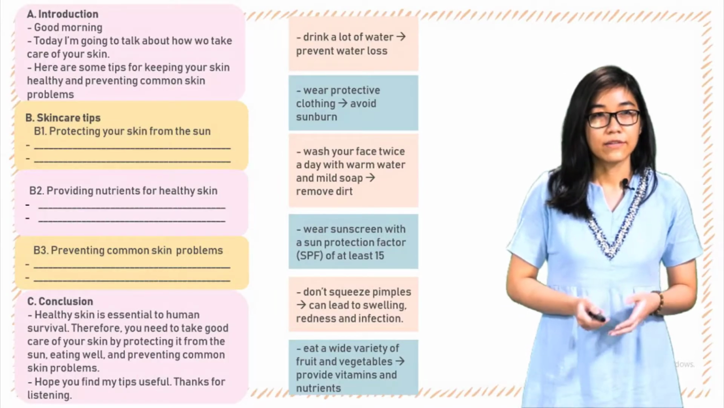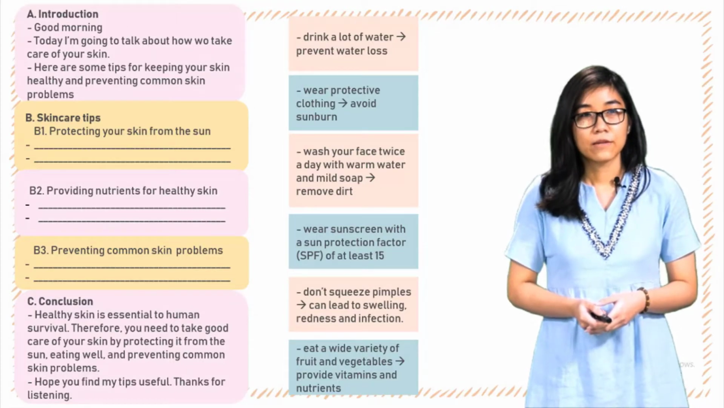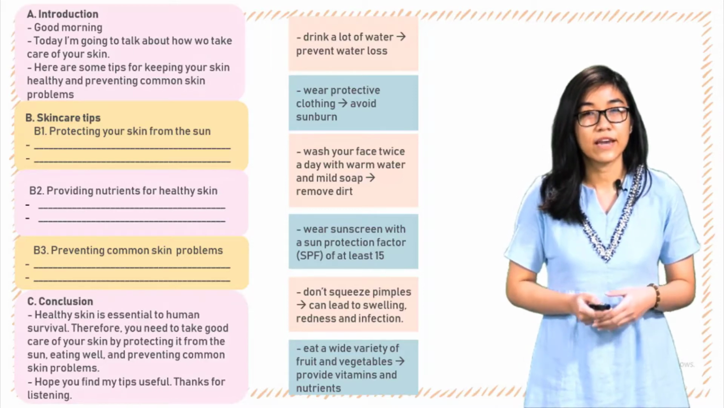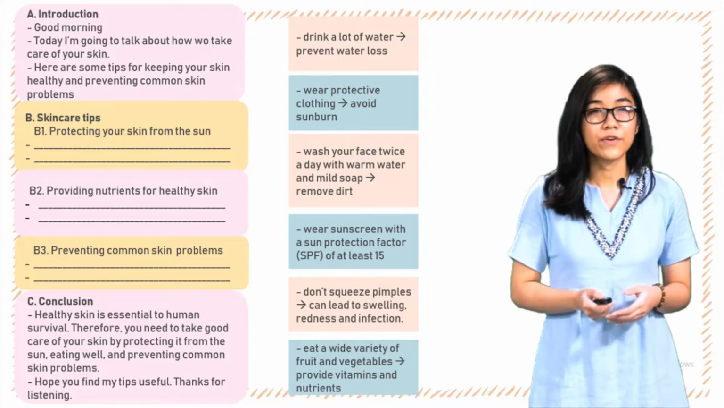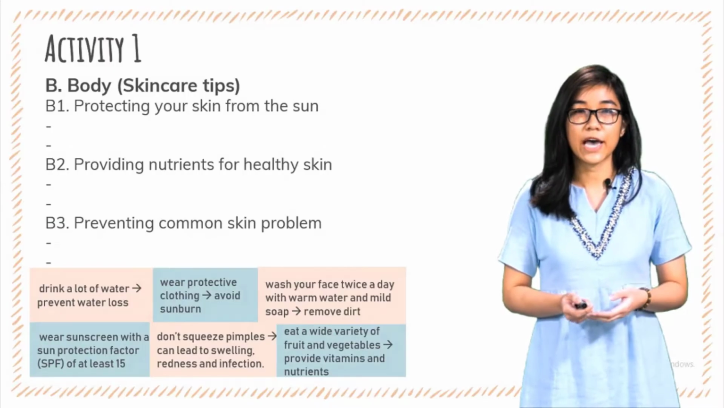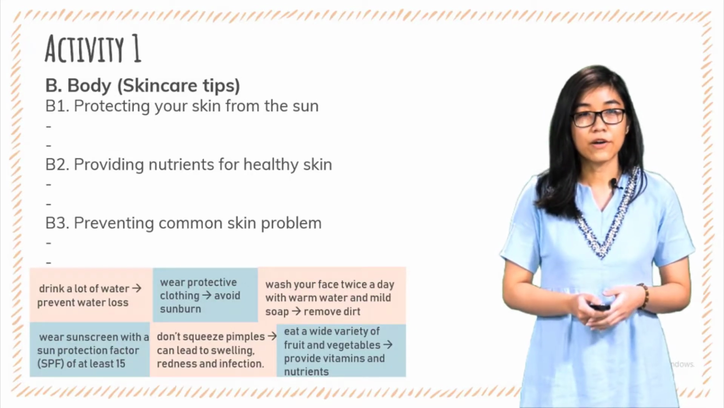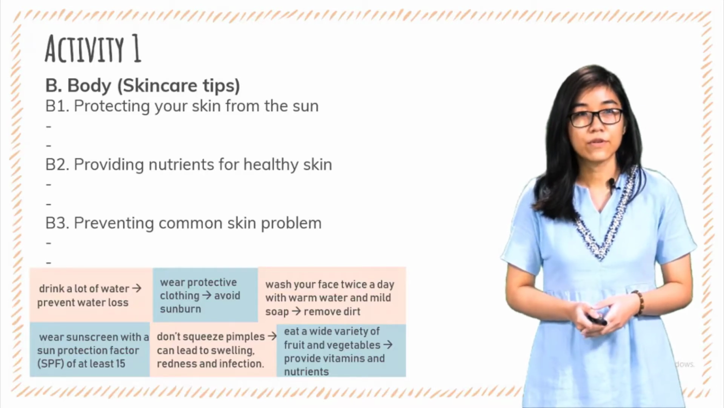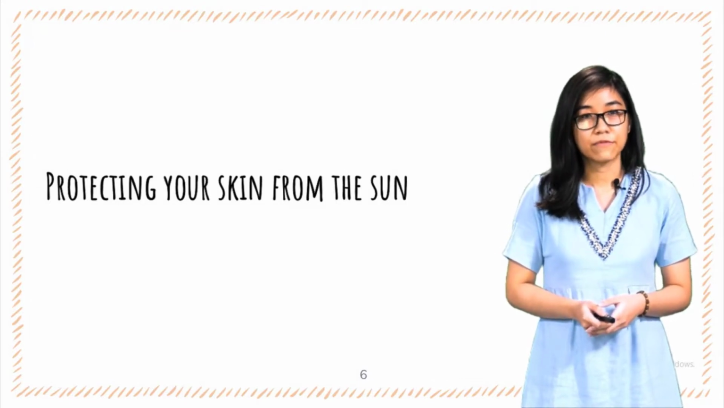Now in this lesson, there are three parts, as you can see here. We have A, introduction, B, skincare tips, but we have the broader term to describe this part. We can say it as the body part. And then we have C, a conclusion. However, you can see that in our body section, we don't have enough information. So your job is to find the information on the boxes based on the main idea of each paragraph. For example, for the first paragraph, we had the main idea, protecting your skin from the sun.